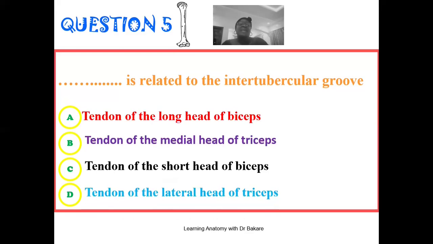The correct answer here as it relates to the structure that is related to the intertubercular groove is the tendon of the long head of the biceps brachii. The tendon of the long head of the biceps brachii is seen to come through the intertubercular groove, and this is why it is also referred to as the bicipital groove.